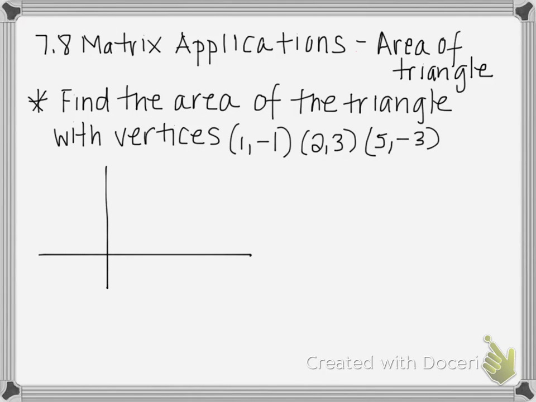Okay, so this is the first of a few matrix applications that we can do, finding the area of a triangle. If we look at what we're given here, (0, 1), (-1, ...) as the first point. Plot these points. There's (1, -1), and then if we go 2, 1, 2, 3, and then if we take 5, 3, 4, 5, -3, so we have something like this triangle here.